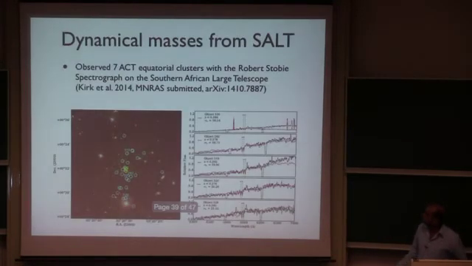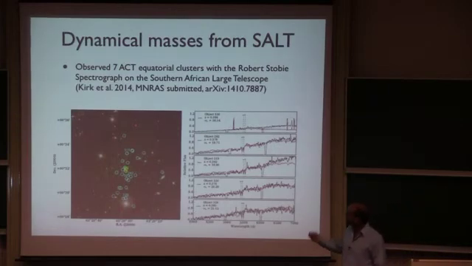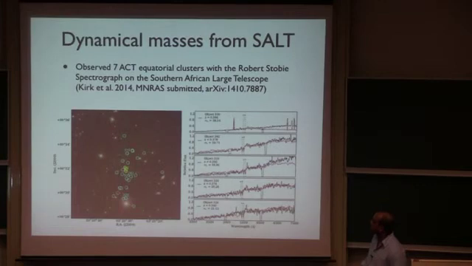But we're doing some work on SALT here, so I'm just going to speak about this quickly. We've observed 7 ACT clusters. So this is now from the expanded equatorial sample, the full 68. We only used about 20 of those for the cosmological constraints. So we've observed them with the Robert Stobie Spectrograph from SALT. So this paper has been submitted.